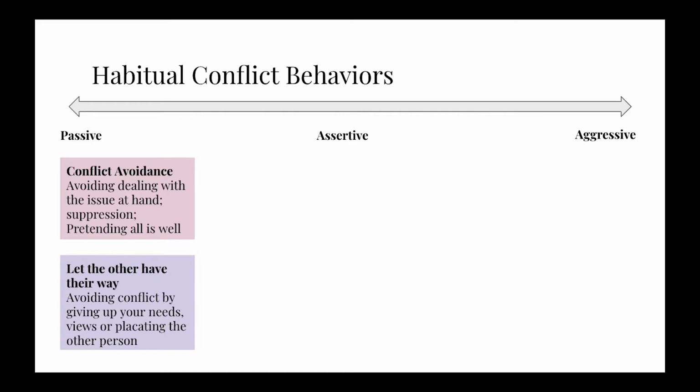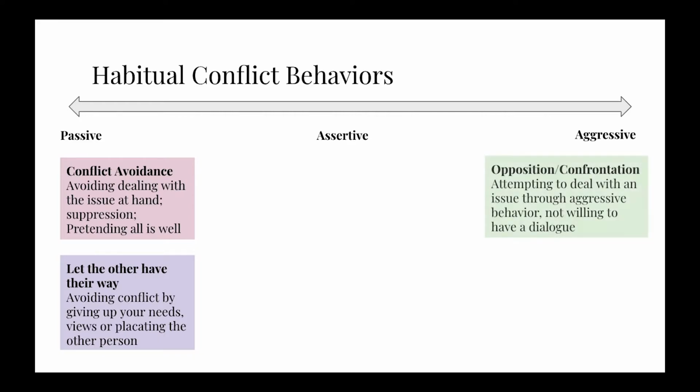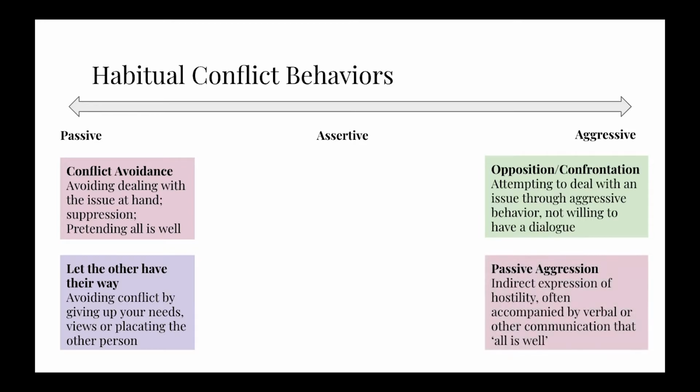Now, examples of aggressive behaviors include opposition and confrontation, which is an attempt to deal with an issue through an aggressive behavior, perhaps by shouting or asserting your dominance. Another aggressive behavior is passive aggression. Now, this includes the word passive, but it's essentially an aggressive behavior because it's an expression of hostility, but often accompanied by verbal or other communication that all is well. So it's a confusing form of an aggressive behavior.